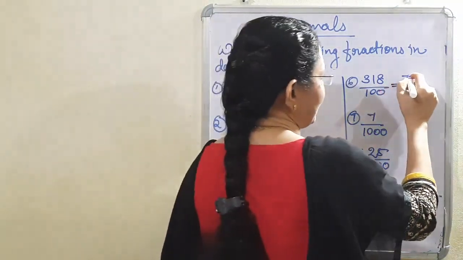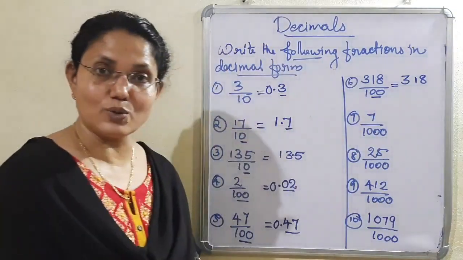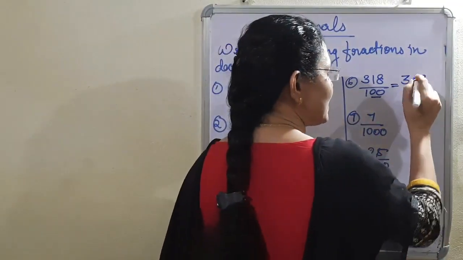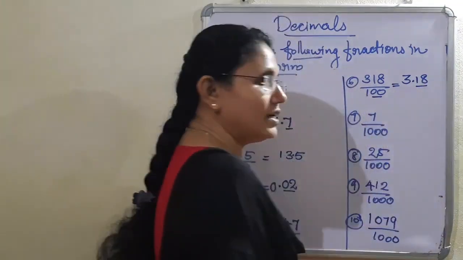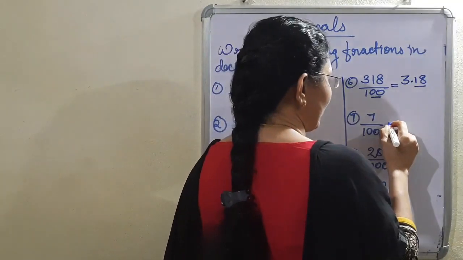Okay, next 380 by 100. Write the numerator 380. Now the denominator has 2 zeros. So what to do? Yes, leave 2 digits and put the decimal point. How many decimal places now? 2. Okay. Therefore here the answer is 3.80.